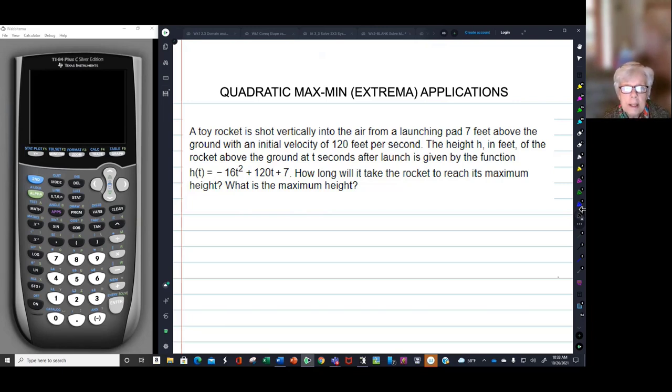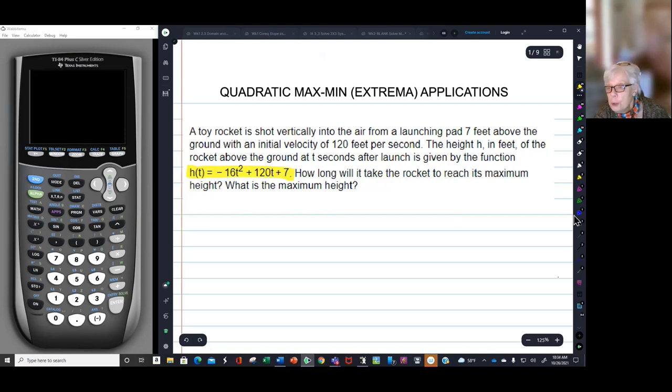Okay, a toy rocket is shot vertically into the air from a launch pad 7 feet above the ground with an initial velocity of 120 feet per second. What the writers of this problem are doing with that sentence is showing you the data that went into making the formula we're going to use. The height h in feet of the rocket above the ground at t seconds after launch is given by this function.